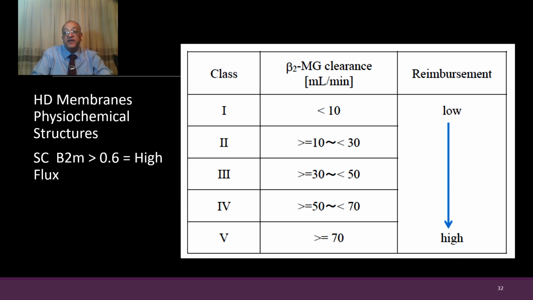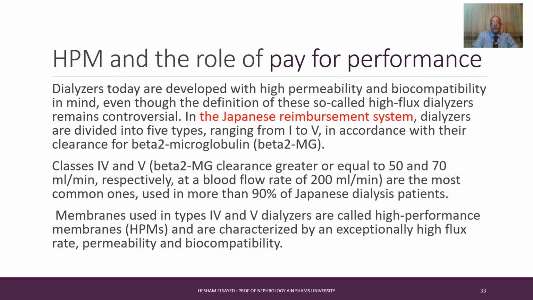So the classification of flux or high flux dialysis membranes depends on the sieving coefficient, according to the Japanese classification of beta-2 microglobulin clearance. This is the Japanese reimbursement system, and it's very important to notice that if you are doing high performance dialysis, you should get more and more of the reimbursement.